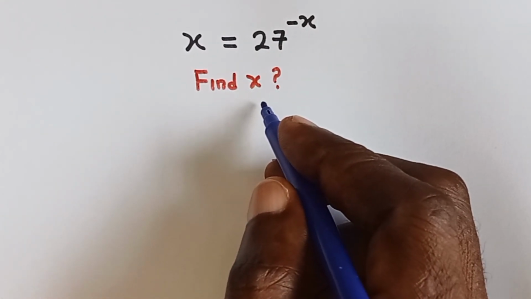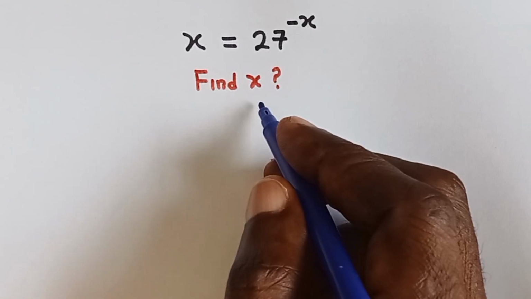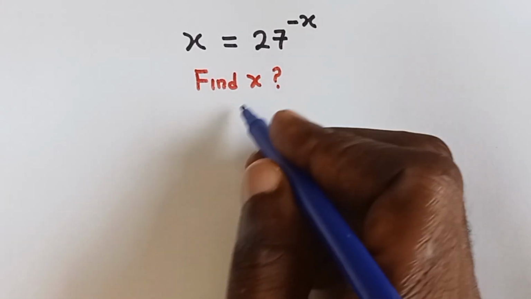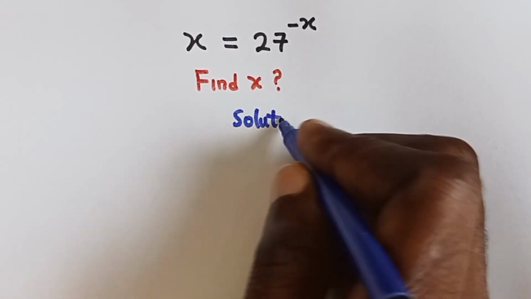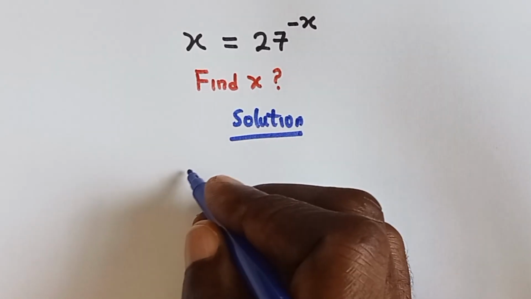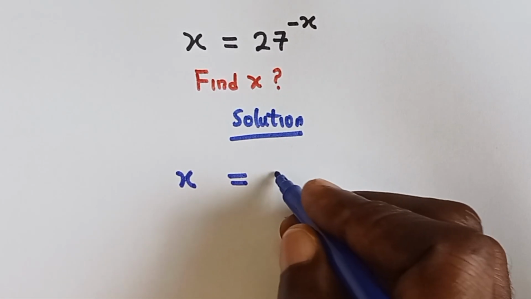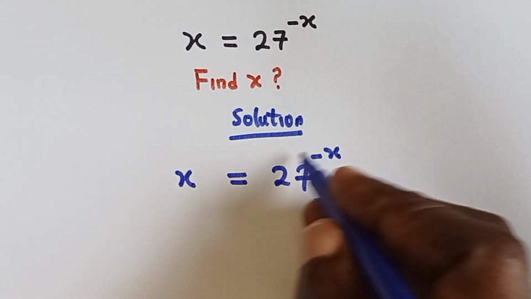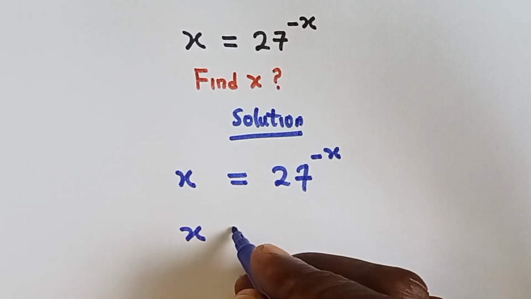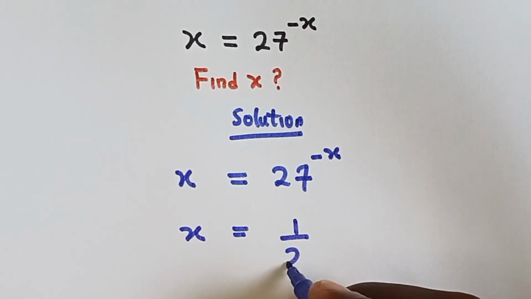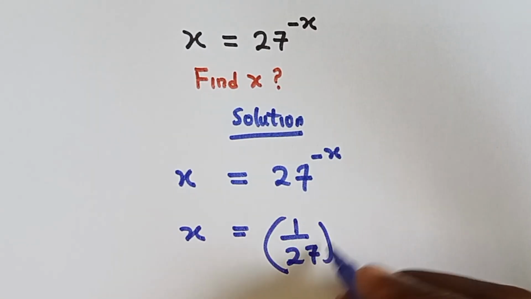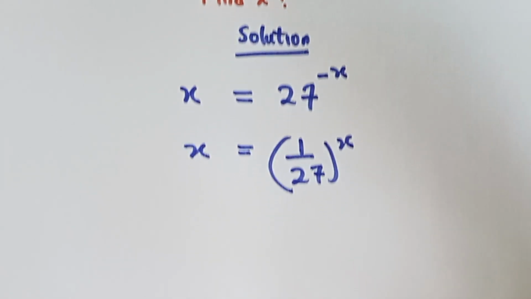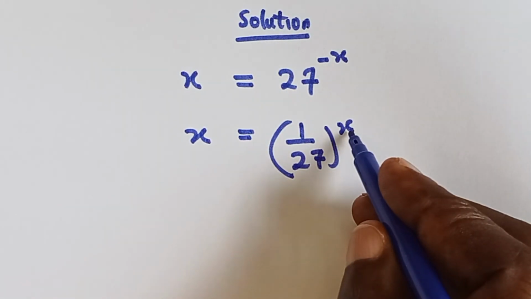Now, do you know that we can actually solve this problem without using the Lambert W function or logarithm? So I'm going to show you how we can do this, a real quick solution. We have x equals 27 raised to power minus x. Another way to write this is 1 over 27 raised to power x. So then how do you cancel this x?